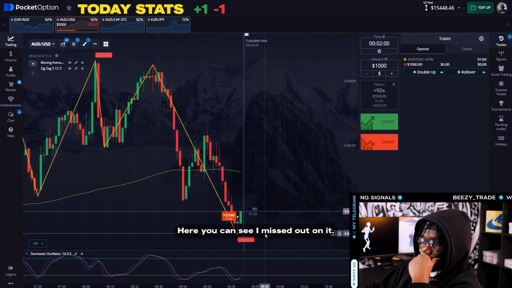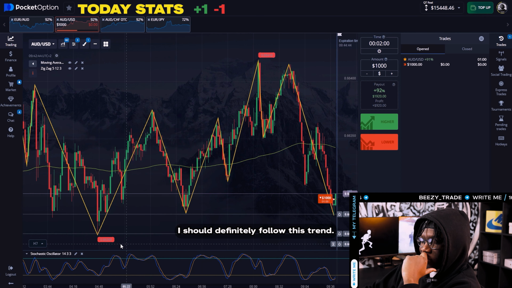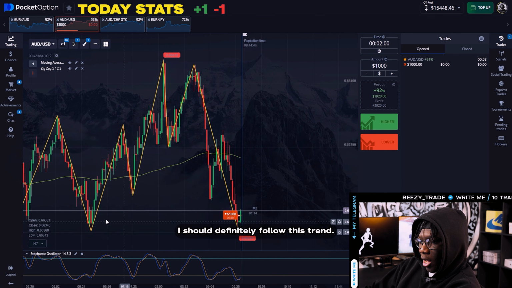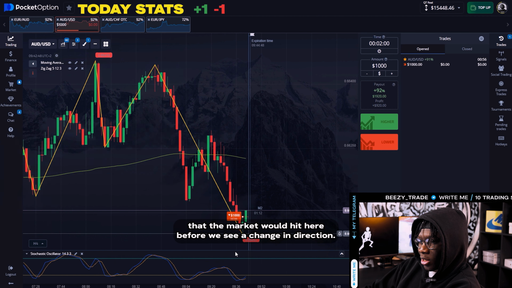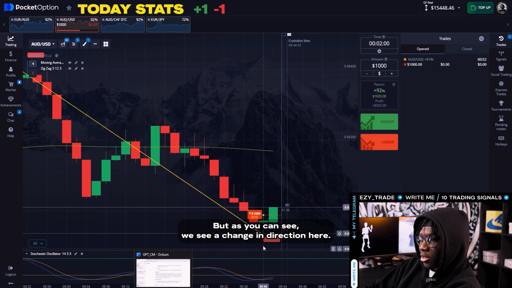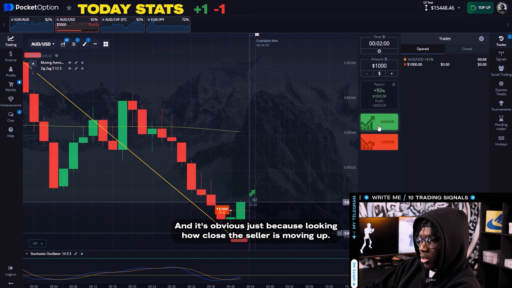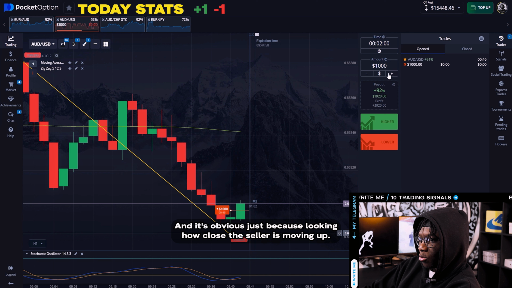So when we go here, you can see I missed out on it. I made a mistake. I should definitely follow this trend. I was counting on the fact that the market would hit here before we see a change in direction. But as you can see, we see a change in direction here. And it's obvious just because looking how close the stochastic oscillator is moving up.